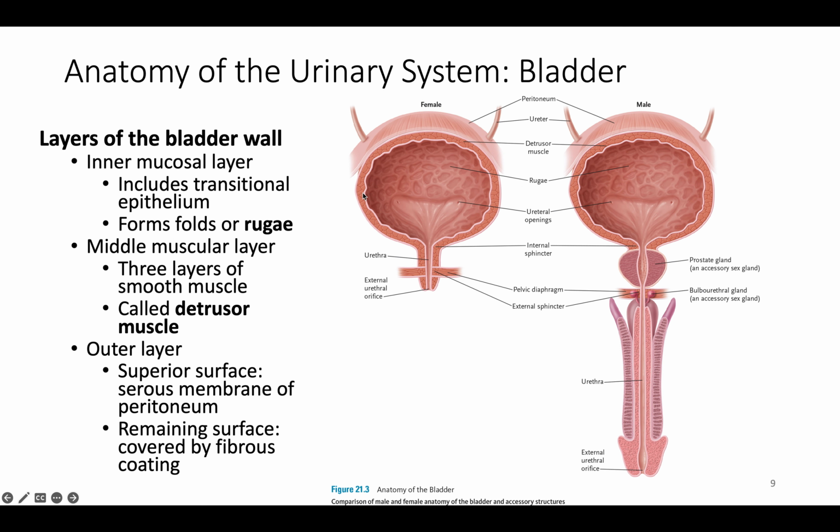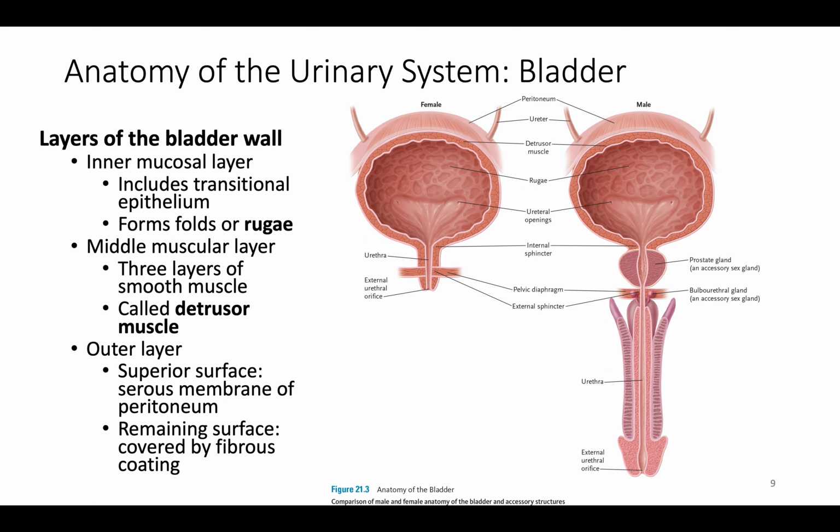All right, so the layers of the bladder wall. Again, we have the inner mucosal layer that's shown here in this light pink line. That's going to have transitional epithelium, so it's going to be an epithelial layer that's going to transition from one cell type to another. And it's also going to have rugae, which we've seen previously in the stomach. So these folds or rugae allow for expansion, so it can get larger when it's under pressure.